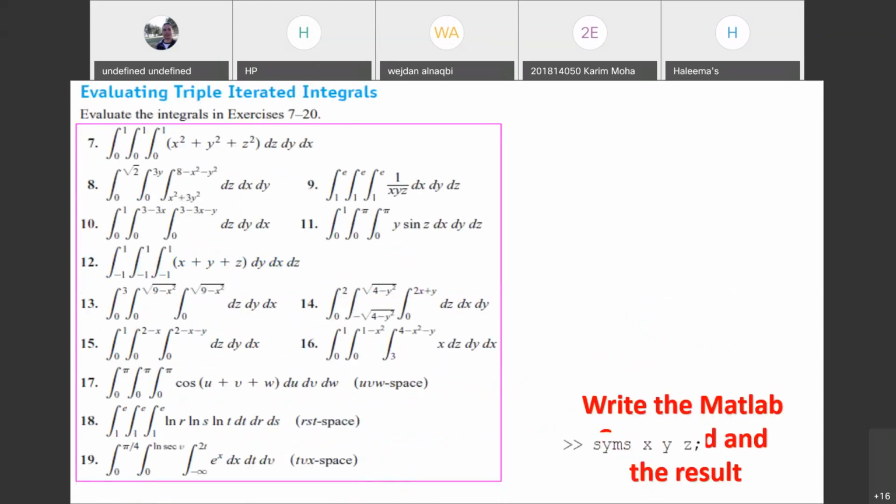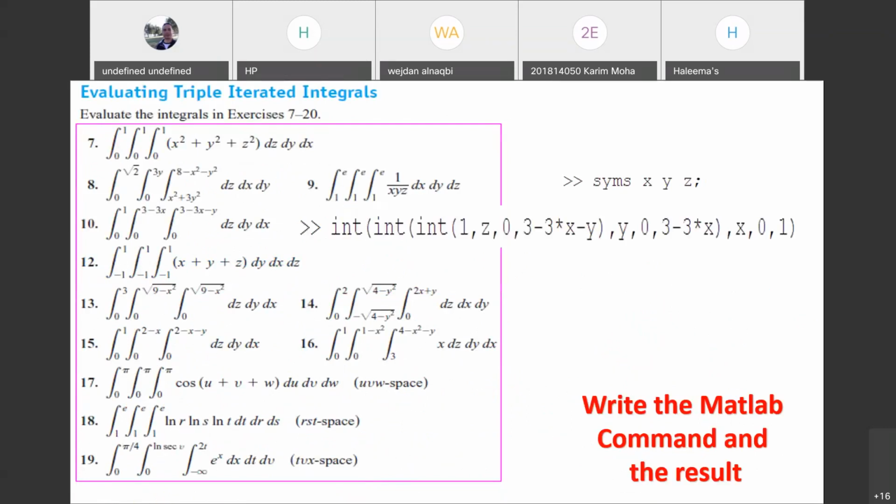We tried using MATLAB, so you have to define the three variables here by the command syms x, y, and z, semicolon, to input the command. What is the command? I'm integrating, but I have three integrations. After any command, or you call it a function, you have to open a bracket. So I have 1, 2, 3. So by the end, I have to close the first one, second one, third one.